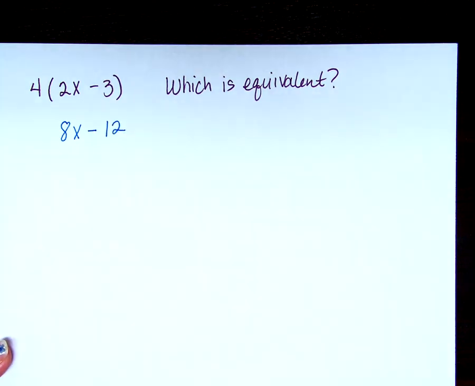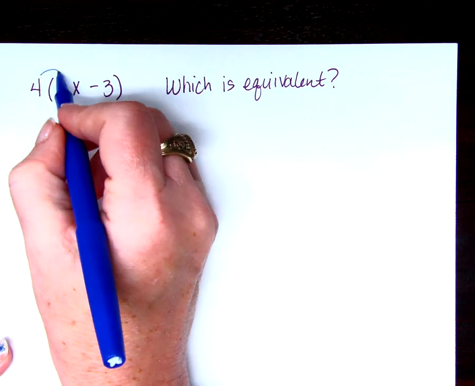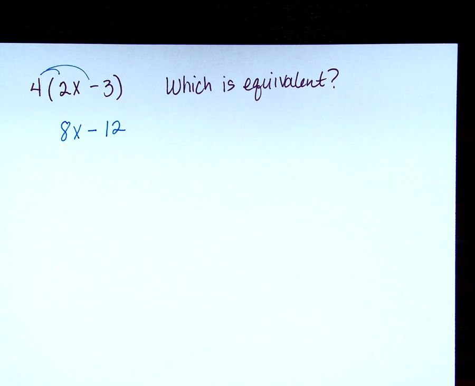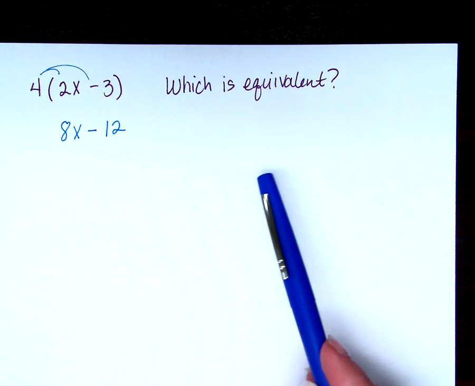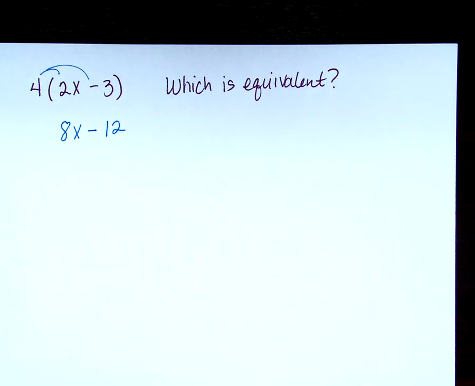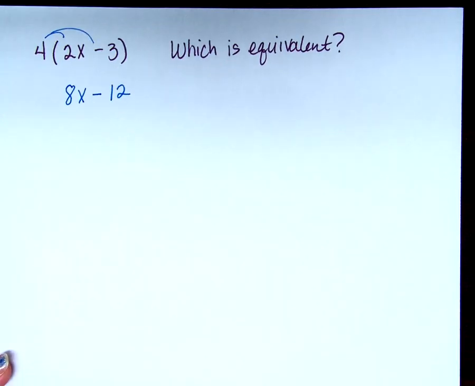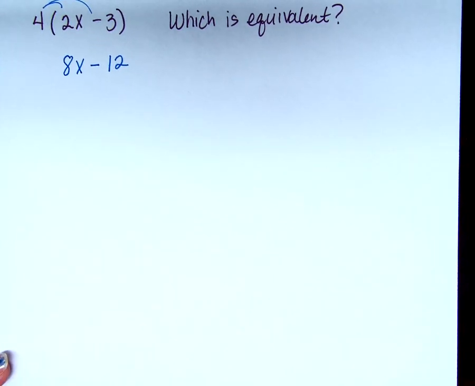How did you get there? Distribute. Is it going to say, use the distributive property to tell me which one's equal? No, it's just going to say which one's equivalent. Sometimes you might need to look at the answers to see what it's actually asking, but it's just asking for you to use the distributive property. Everybody okay with that? Comfortable with the distributive property?